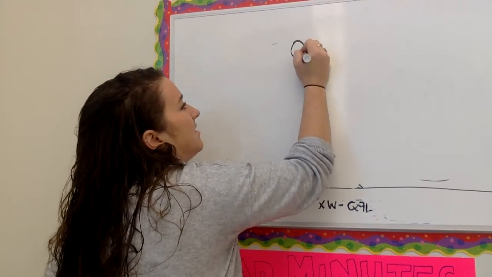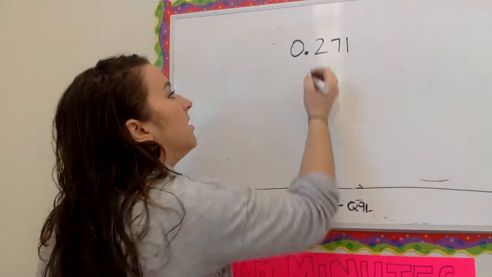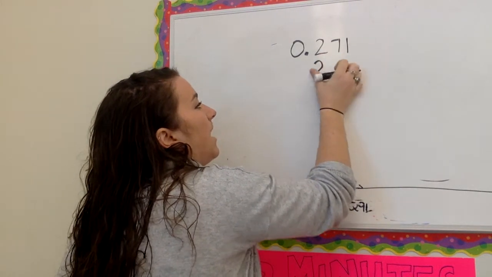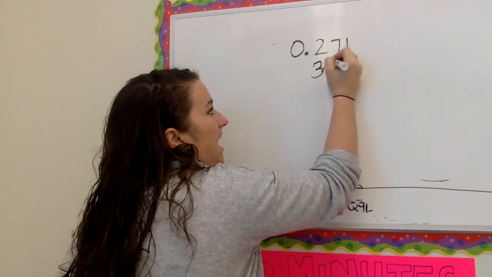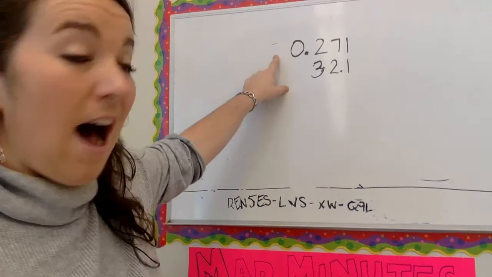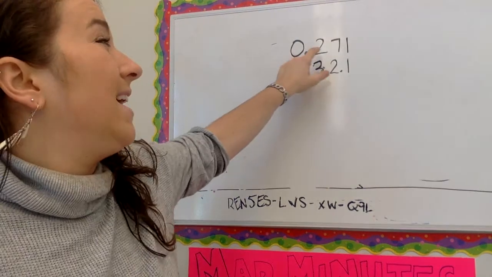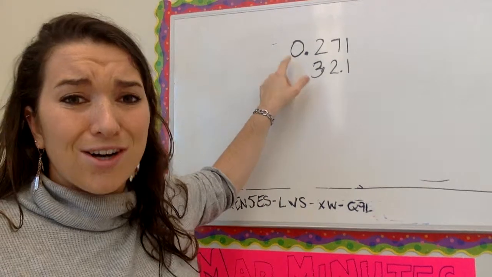271 thousandths times 32 and 1/10. So what I'm going to do is line them up like I normally do, one over the other. The one that you want on top is the one that has more digits, but more specifically, more digits that aren't 0. So this 0 doesn't really matter.